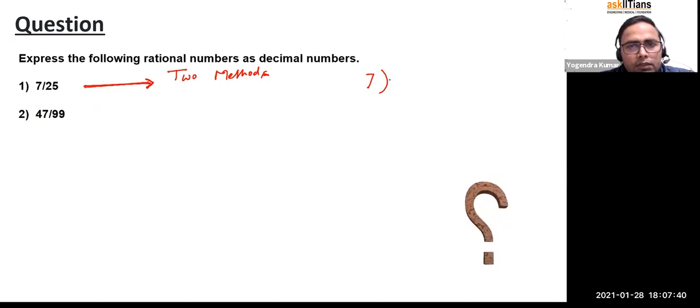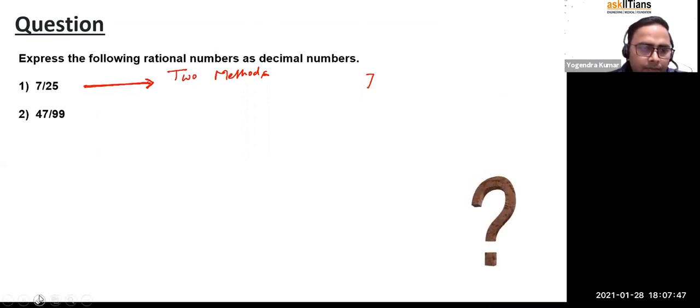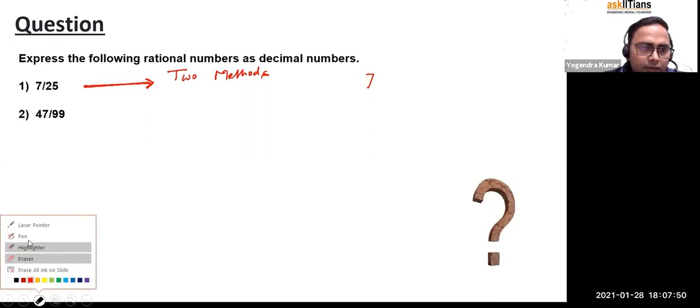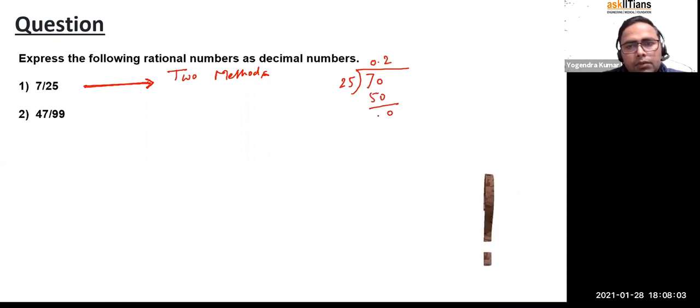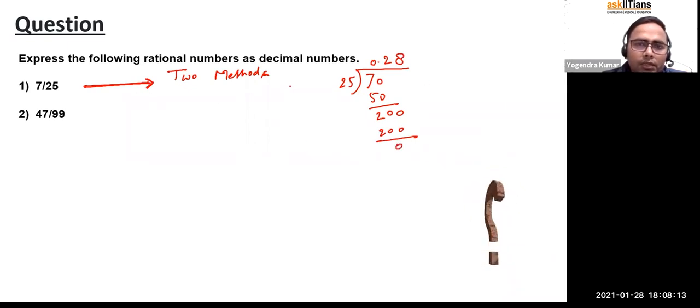One is long division. 7 has to be divided by 25. We'll put a point and 0 here. 25 goes 2 times, it will be 50. Then we get 0 2. Now again this one here. 8 times it will go, and 200. So we got 0. So we are getting the answer 0.28.